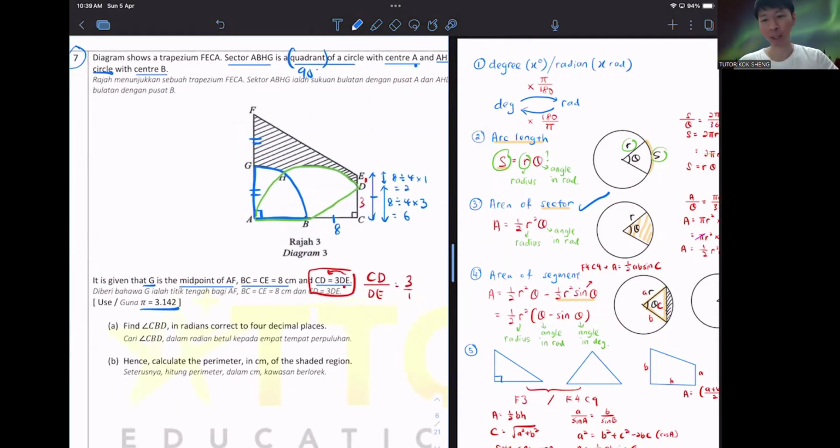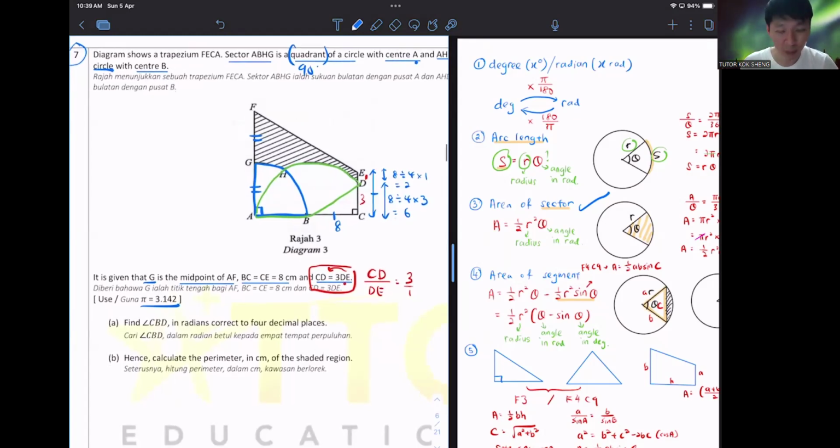Okay, no more already. The pi later is 3.142. We can start part A. Find CBD in radians, correct to 4 decimal places. CBD here. So CBD is not inside the circle. You can see the circle I drew here.